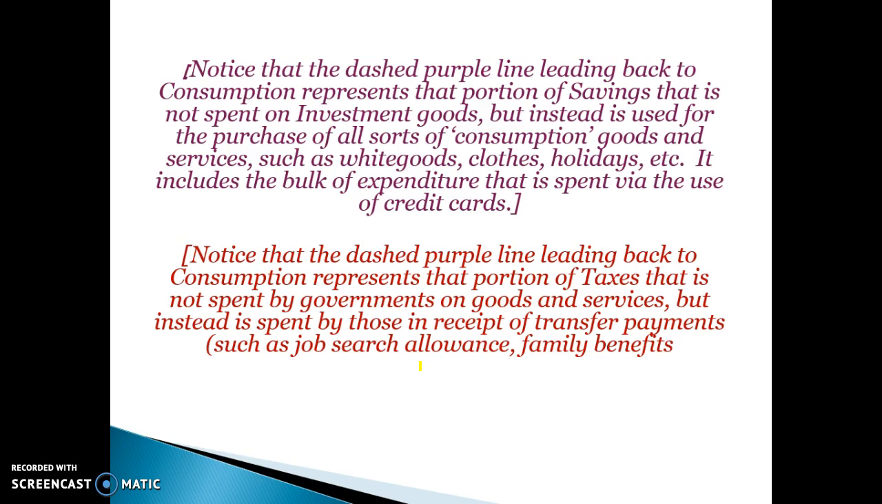Notice the dashed purple line leading back to consumption represents that a portion of savings is not spent on investment goods, but instead it is purchased for consumption goods, like white goods, clothes and holidays. Notice the dashed purple line leading back to consumption represents the portion of taxes that is not spent by governments on goods and services, but is instead paid as transfer payments, like the New Start allowance.